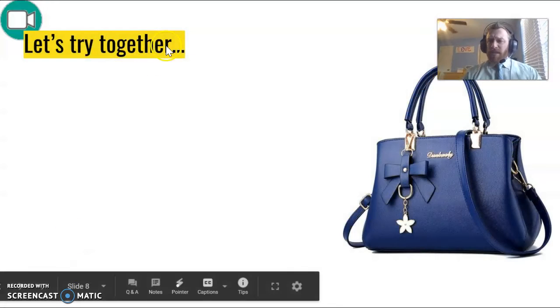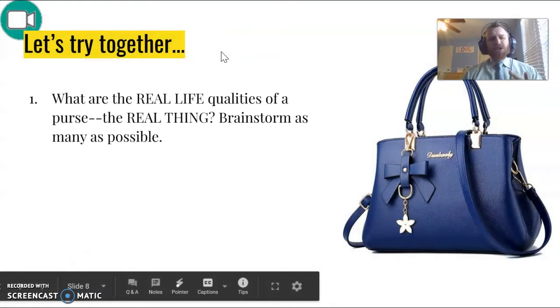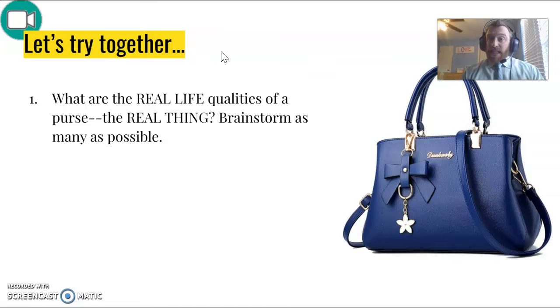So now let's go ahead and try this with the purse, because this purse keeps on coming up. What are some real life qualities of that purse, that real thing? Well, it's designed to hold things, maybe a lot. It's got different straps so it can be held in different ways. So not only is it versatile, it's utilitarian. And it looks pretty. I wonder if this is designer, and if it is, I wonder if that shows it's kind of fancy.